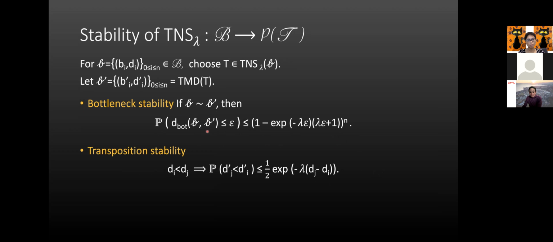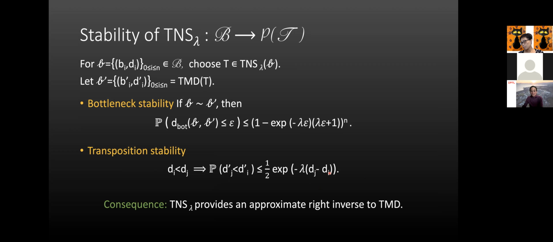There's also a sort of transposition stability. If you know that the ith death time is less than the jth, then the probability that after applying this process, these two will have switched places is actually decreasing exponentially with the distance between the two. So if the two death times are very far apart, it's very improbable that they will have switched after this process of synthesizing a neuron and coming back down with its barcode. So this topological neuron synthesis provides a sort of approximate inverse to the TMD.